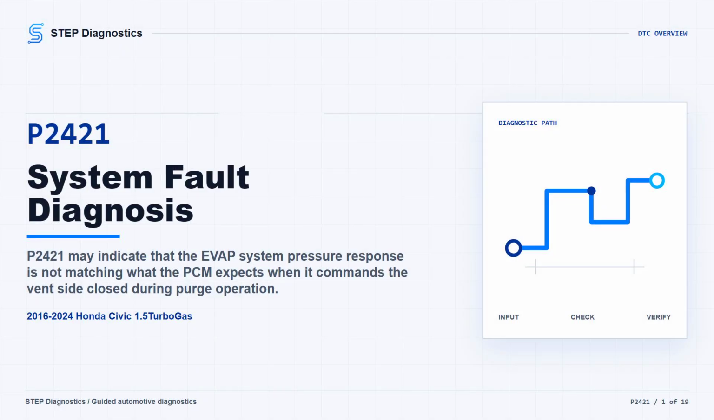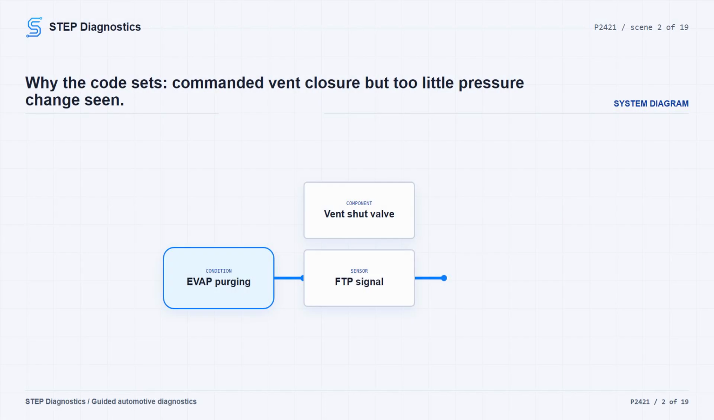On this 2016 to 2024 Honda Civic with the 1.5 Turbo, P2421 is an EVAP system performance code. In plain terms, the PCM is looking for the fuel tank pressure signal to respond when it commands the EVAP canister vent shut valve closed during EVAP purging. If that pressure change is lower than expected, it can set this code.